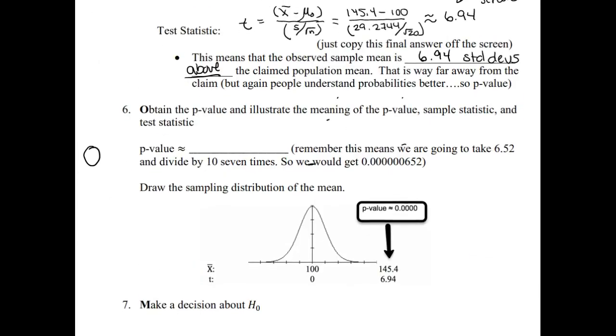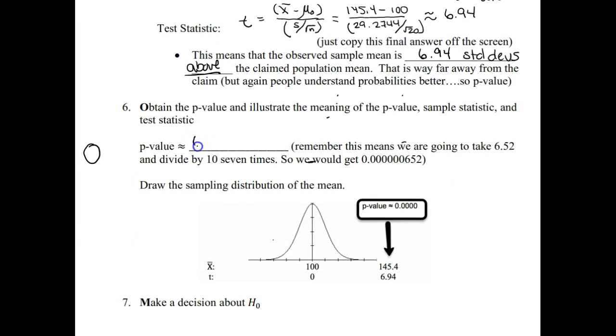So our p-value here is approximately 6.52 times 10 to the negative 7. Remember, this means we're going to take 6.52 and divide it by 10 seven times, so we would get this number. Now, you can leave it in scientific notation, 6.52 times 10 to the negative 7, but I've written it out in case you don't know what that notation means. It means we have a really teeny tiny p-value.